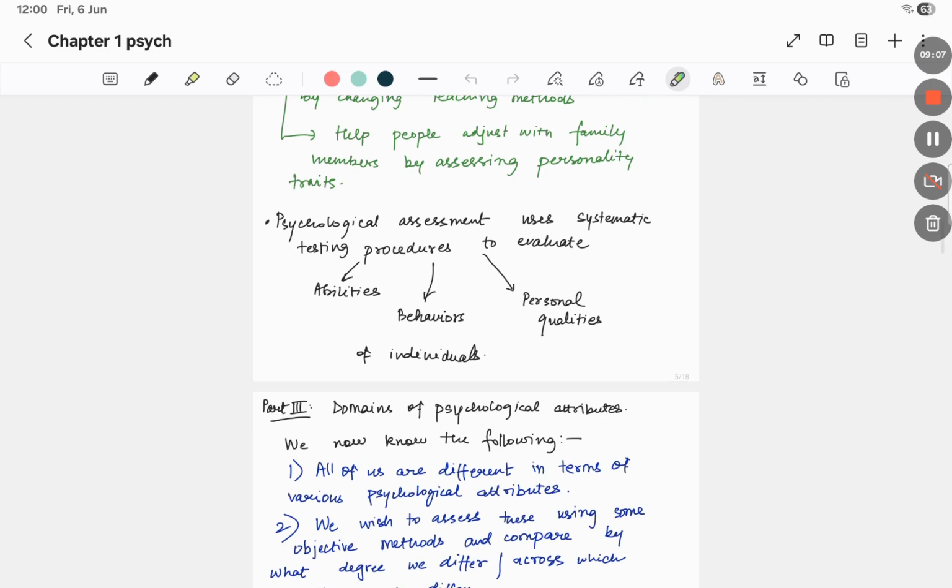So psychological assessment, when you talk about assessment, it uses systematic testing procedures. Systematic means it follows a specific system, rules, regulations. So it uses systematic testing procedures to evaluate three things: abilities, behaviors, and personal qualities of individuals. I'll repeat again. What does psychological assessment use? It uses systematic testing procedures to evaluate three things: abilities of individuals, behaviors of individuals, and personal qualities of individuals.